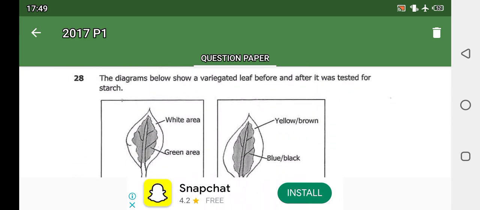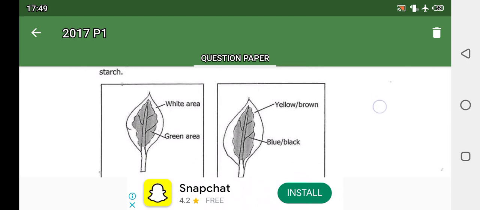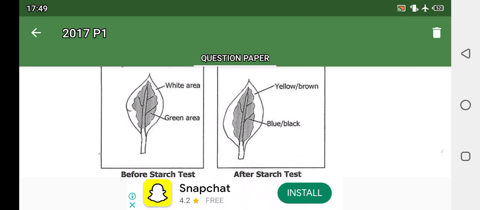The diagram below shows a variegated leaf before and after it was tested for starch. So we have a white area. Imagine a leaf which looks white and green. The part which looks white, when tested for starch, turned yellow-brown, meaning there was no starch. And the part which was green tested blue-black, which means starch was present.